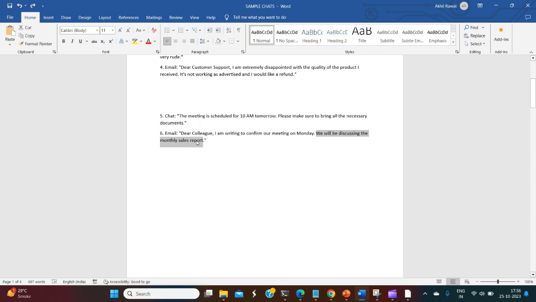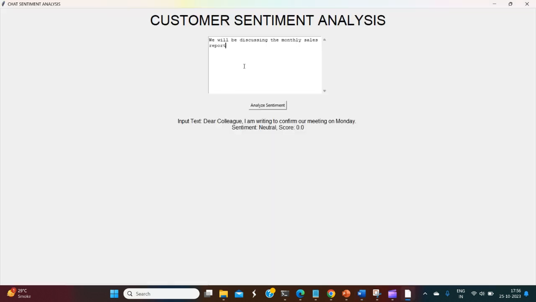Again, if I copy the second line, let's see what happens. See, this line is generating negative sentiment. We will be discussing the monthly sales report. Sentiment is negative. Score is minus 0.20. So I told you that this is something they have analyzed in the training data. There are millions of scenarios in which they have received emails, chats, or verbal communication about products and services. They came to know that this is related to negative.